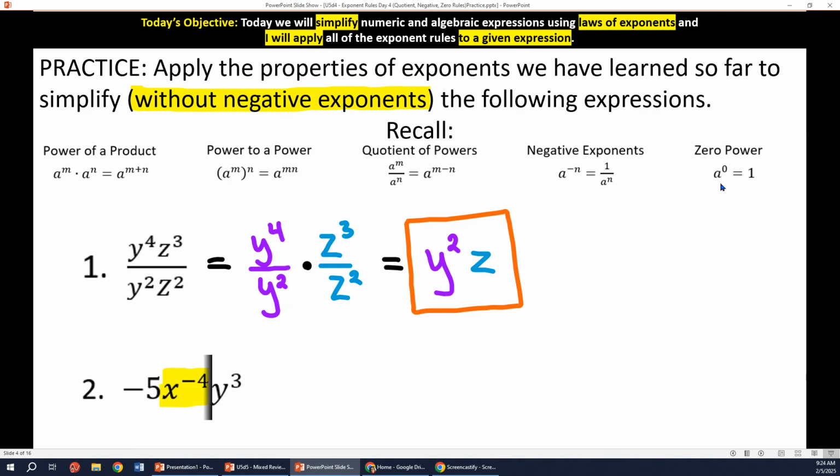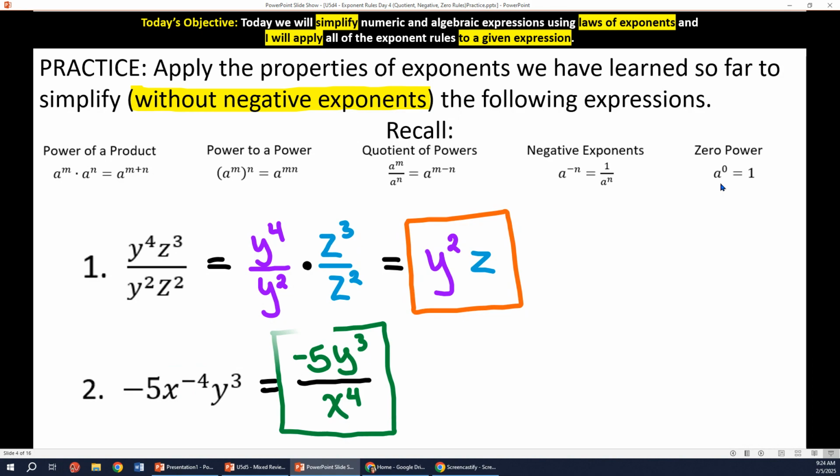On number 2, really the only thing I have to take care of is moving that x to the negative 4 underneath. Okay, I'm going to use my negative exponent rule that says move it to the other side of the fraction. My negative 5 and my y cubed will stay up on top. There is number 2. Let's look at 3 and 4.